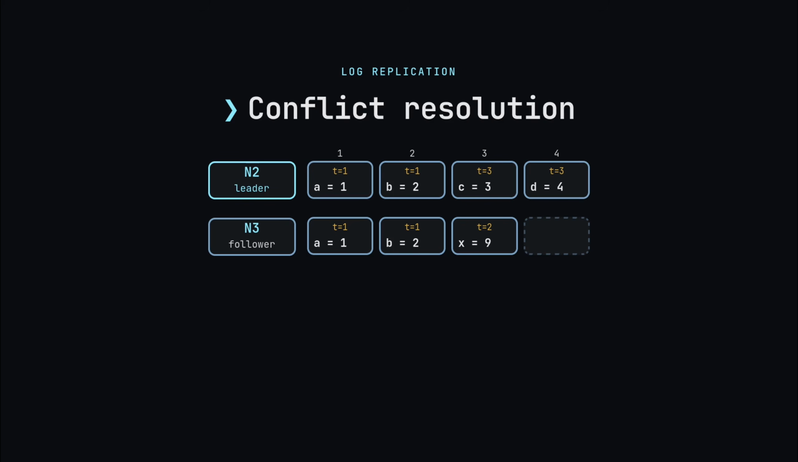Now let's say N2 is the new leader. Its log has terms 1, 1, 3, 3. N3 still has an extra leftover from an old leader. At index 3, it has term 2, and with the command x equals 9, which is different as you can see. It is a different term but the same index. That is a real conflict, and the log matching property does not allow two different commands to sit there forever.